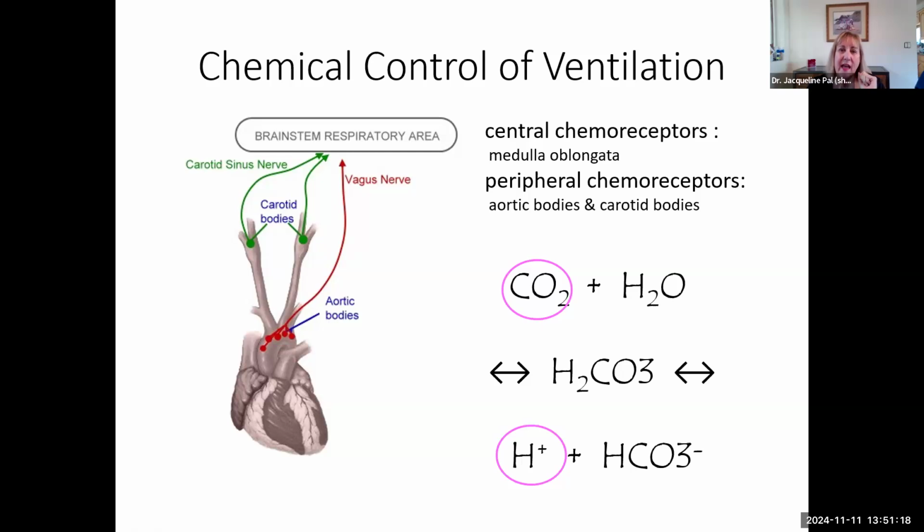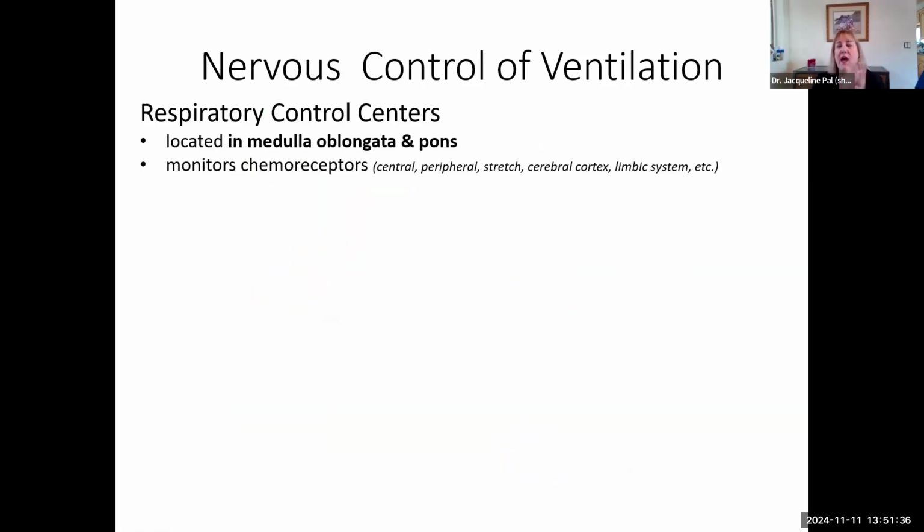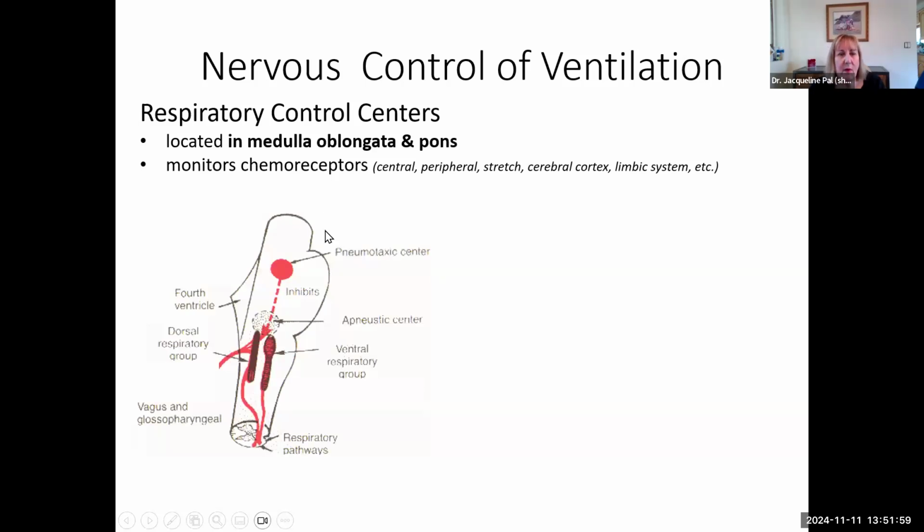oxygen. And so breathing has to do with this part of the equation, which is going to directly affect your hydrogen ion concentration. So how are the central chemoreceptors going to respond to this? Well, we have respiratory control centers in our brainstem. We've got 3 of them in our medulla and 1 in our pons that are monitoring these peripheral chemoreceptors, as well as we have receptors like in our limbic system when we get very emotional, which are going to affect these. So let me show you these respiratory control centers.